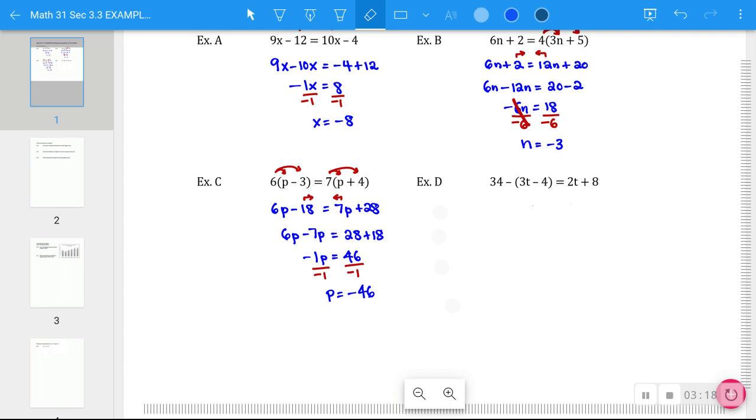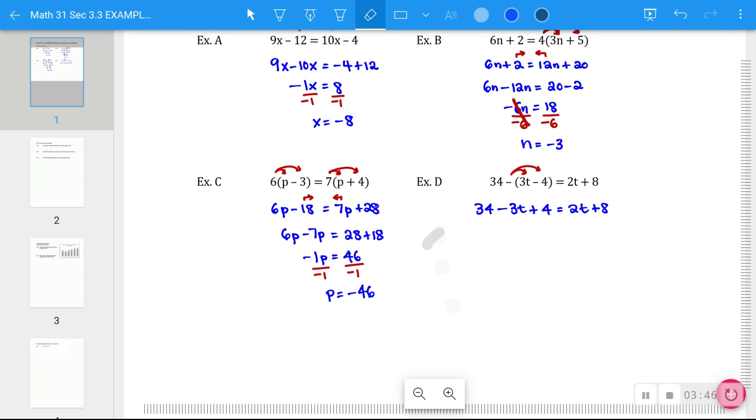Okay, example D, we have 34 minus the quantity 3t minus 4. And the trickiest part is distributing that negative sign. So you're going to see me doing that first. I'll distribute the negative sign. So for instance, negative times 3t would give negative 3t. And the opposite of negative 4, the second half of that, gives positive 4.